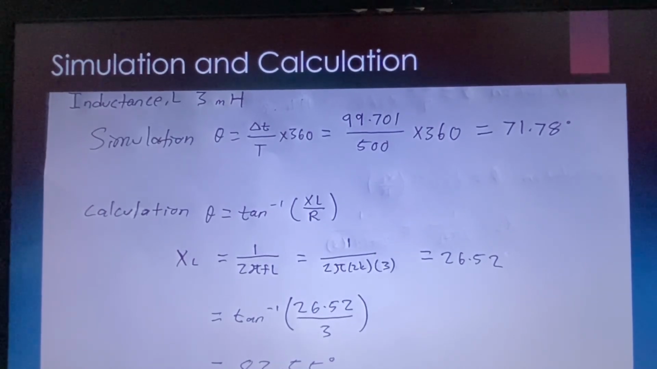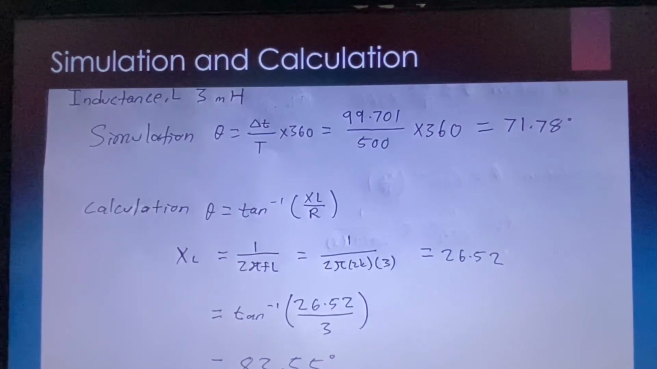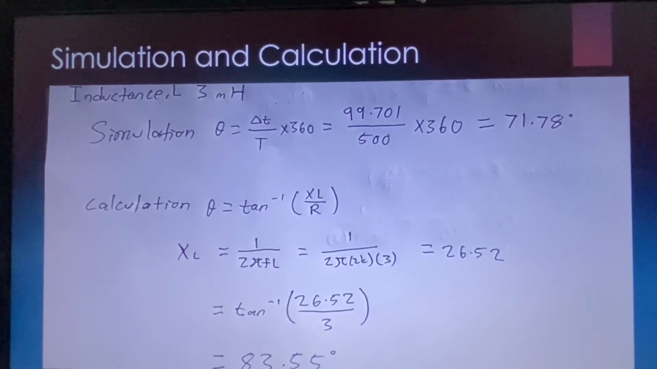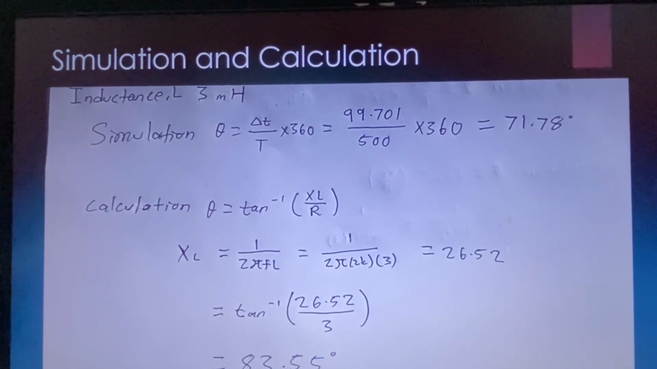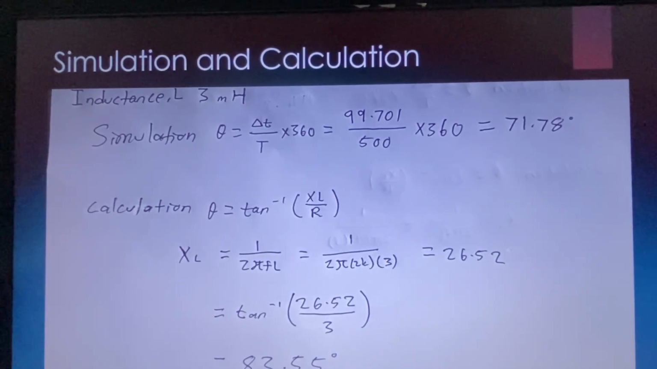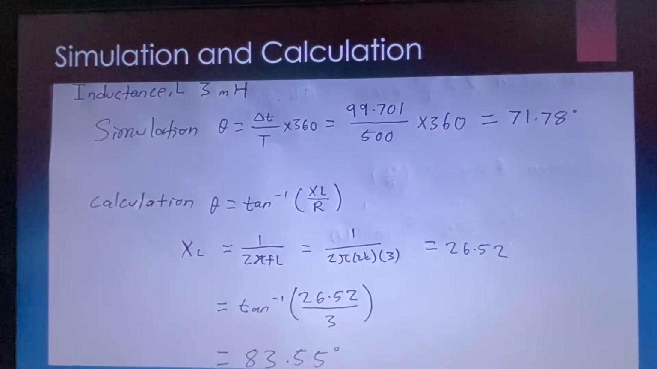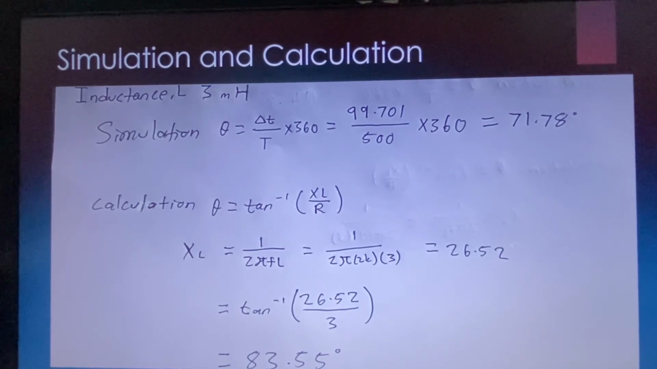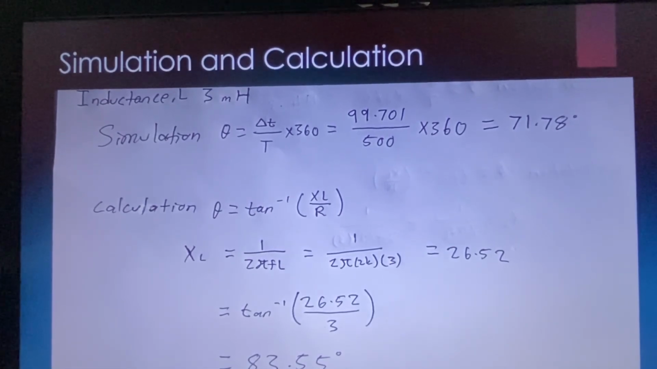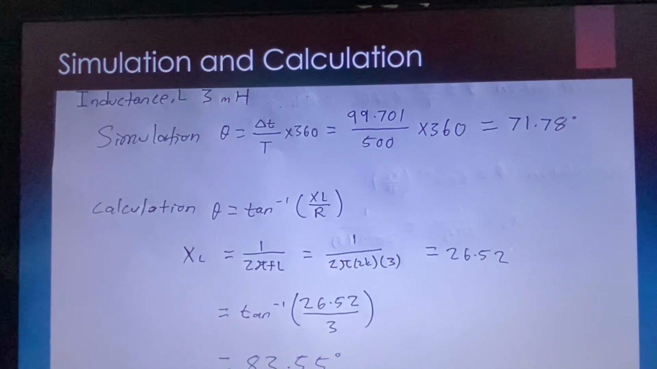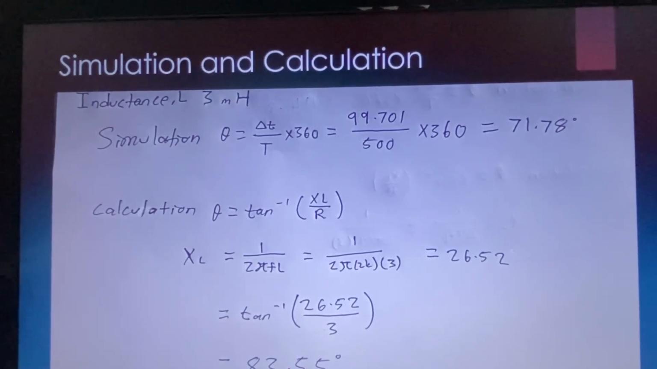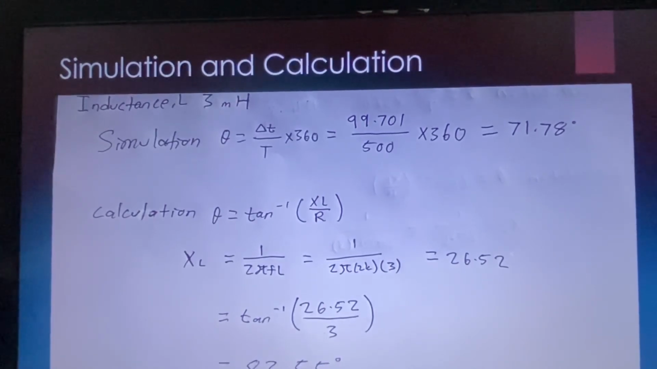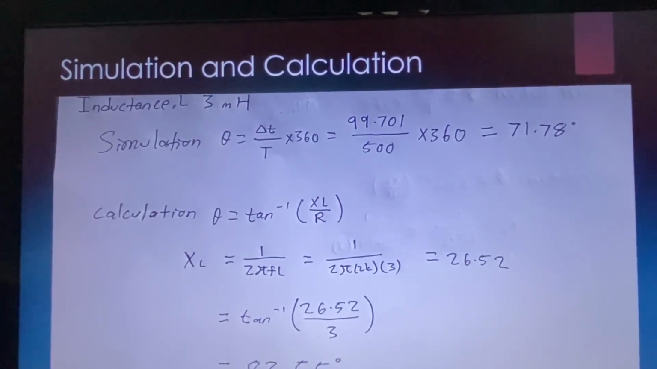Firstly, you have to find XL. The XL formula is 2 pi times frequency times L. What I get from the graph is 2 pi times 2 kHz times 3 millihenry, equal to 26.52 ohms for XL. Then you put the value of XL into the formula, inverse tan of 26.52 over the 3 ohm resistor. Then you will get the answer for the calculation, which is 83.55 degrees.